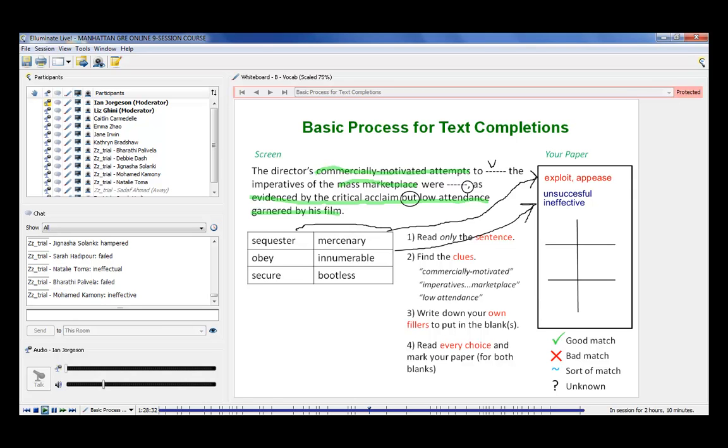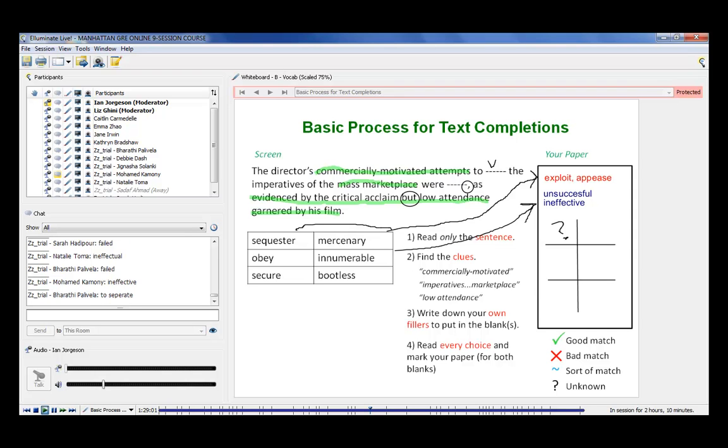So what do you guys think? Sequester. Should I keep it or eliminate it? What does sequester mean? Anybody know? Start typing if you know this one. All right, nobody's typing. I'm going to put a question mark here for sequester.